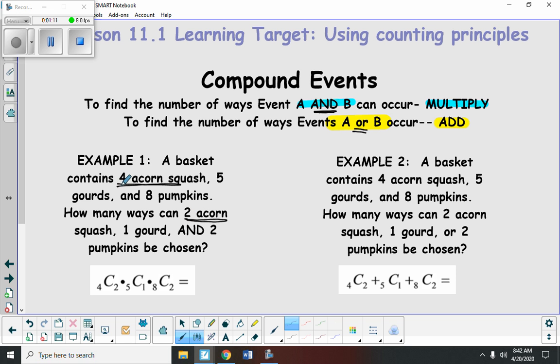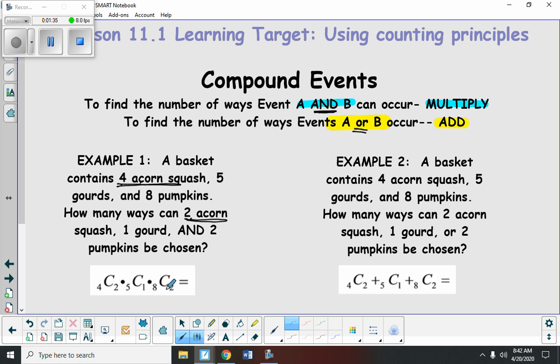So if we are choosing in this first example 2 acorn squash out of 4, well, we're looking at how many groups of 2 you can take out of 4. So that's a combination of 4 choose 2. And then we're going to pick a gourd. Well, you have 5 gourds to choose from, and we're choosing 1. And then we're going to pick 2 pumpkins out of 8. So that would be 8 choose 2. And we want to find the ways that all of them can occur, so we have to multiply those together. And so you can type that in your calculator to find your answer there.